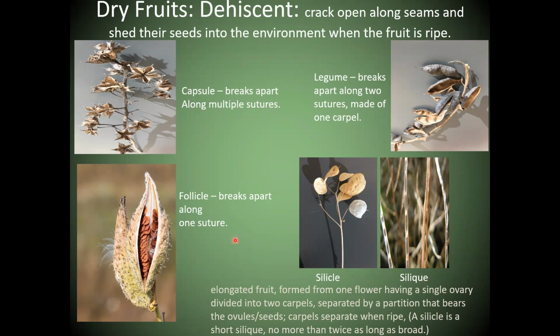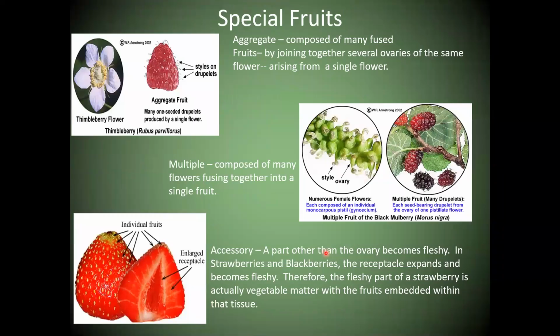And then two more very similar types, silique and silicle. Siliques are more elongated, thin, slender and long. Silicles are much shorter. There are other forms of dehiscence, but I'm only going to limit my explanation to these very basic forms.